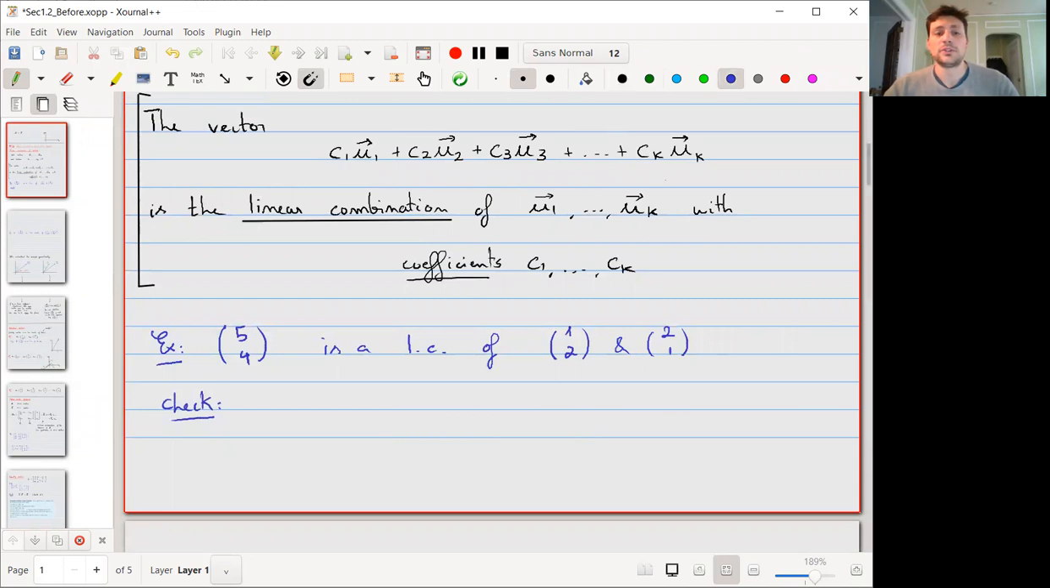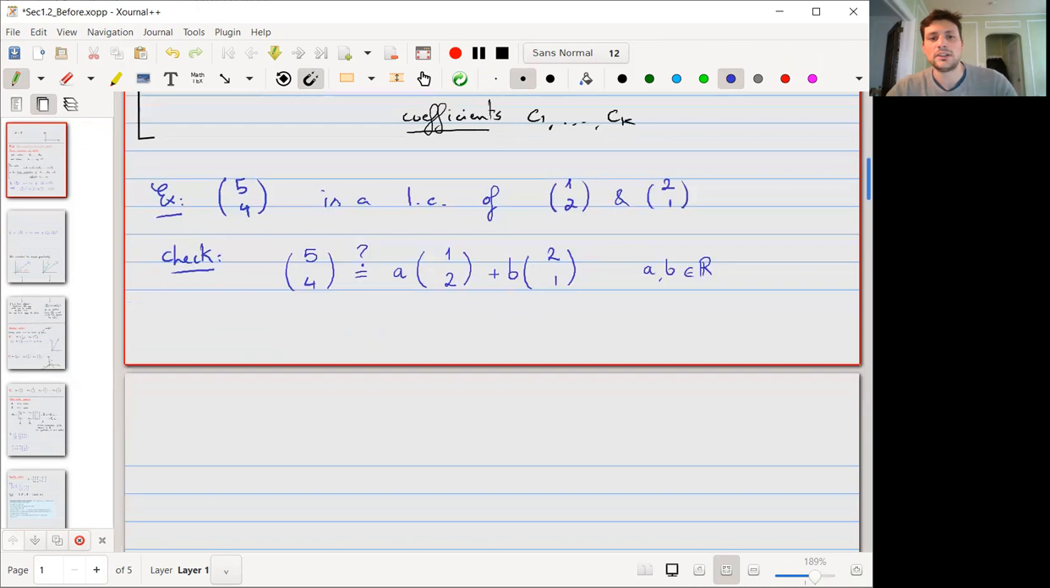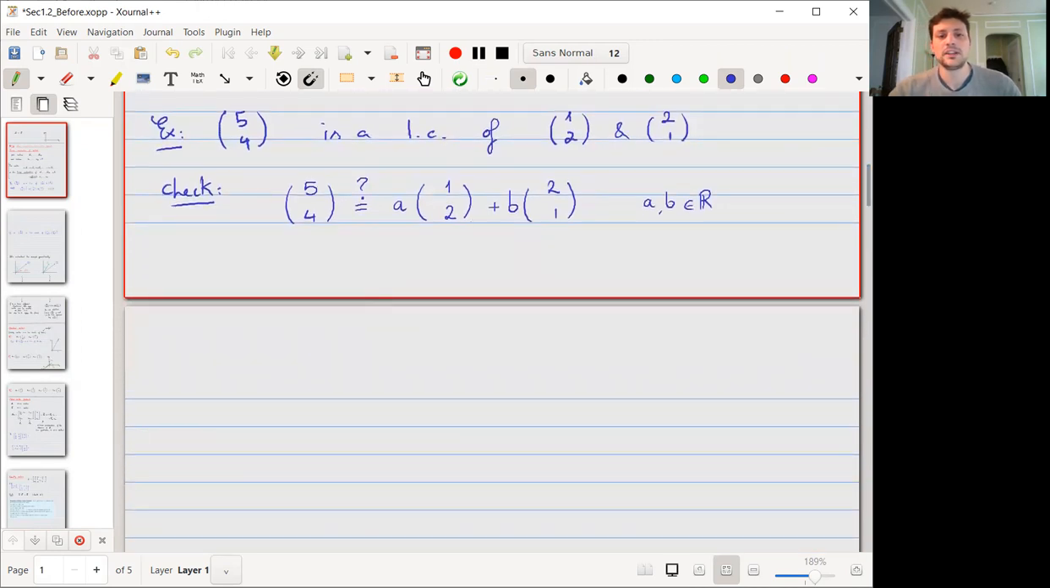Okay, let's try to see this in practice. Here's a few vectors. I want to check that the vector 5, 4 is a linear combination of the vectors 1, 2 and 2, 1. How can I check that? Well, if it is true, and that's what we want to make sure of, I can write 5, 4 as a linear combination of vectors 1, 2 and 2, 1. In other words, I can find scalars a and b such that that equality is satisfied. Let's try and see how this translates into a set of linear equations.